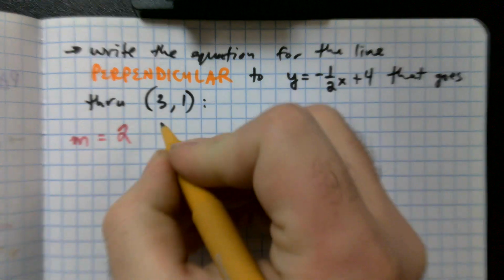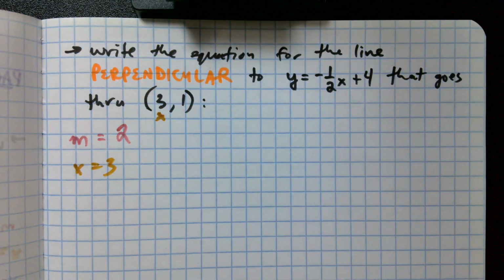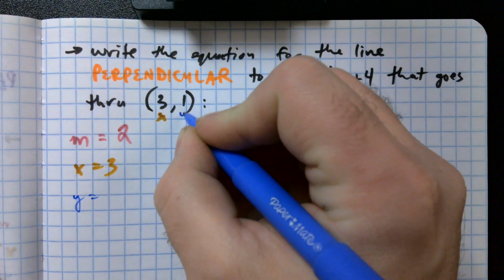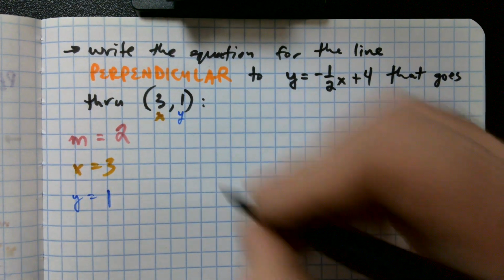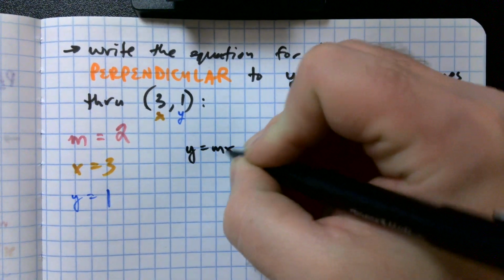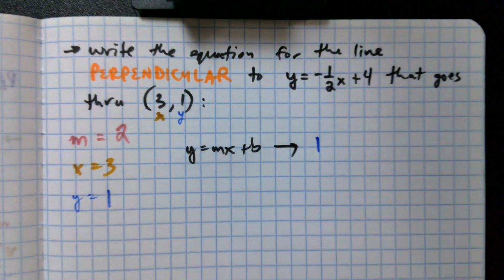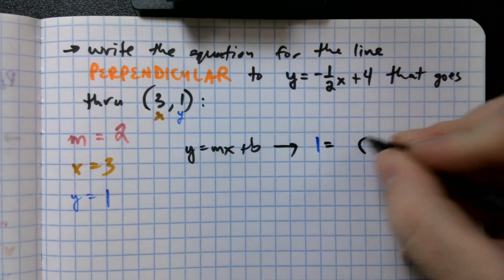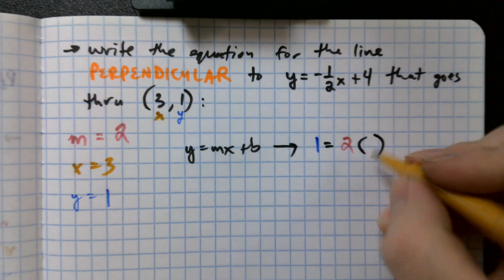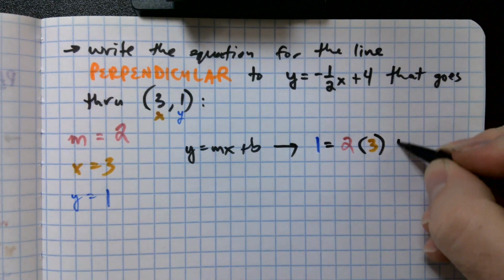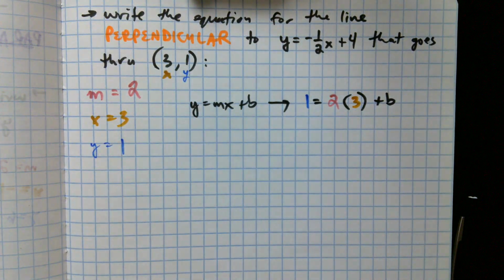My m is 2. My x is equal to 3. And my y is equal to 1. So y equals mx plus b turns into 1 equals 2 times 3 plus b. Take a couple seconds and figure out what b is from that.